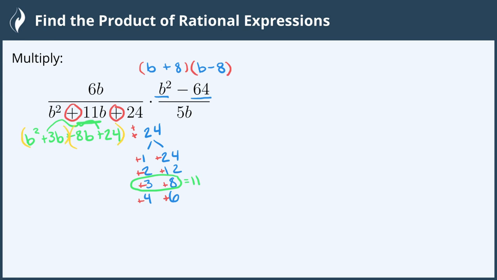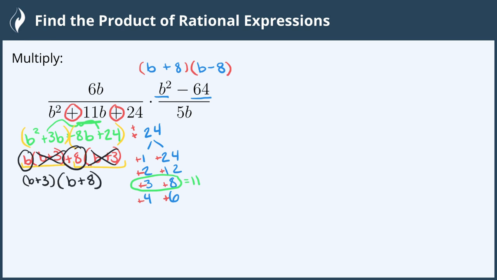We'll group the first two and the last two. For the first two, we're looking for the greatest common factor, and it looks like b is the only common factor between the two. So we have b times b plus 3. For the next two, the greatest common factor is a positive 8, leaving us with 8 times b plus 3. Now we have two large terms, and we factor out again the greatest common factor. In this case, the binomial b plus 3 is in common with both of those. So we factor out b plus 3, which leaves us with b plus 8.